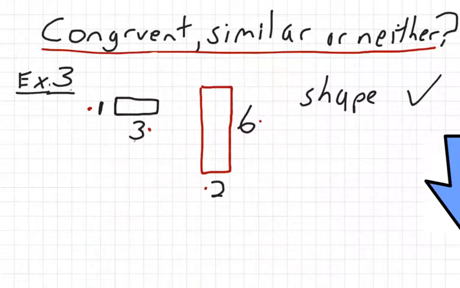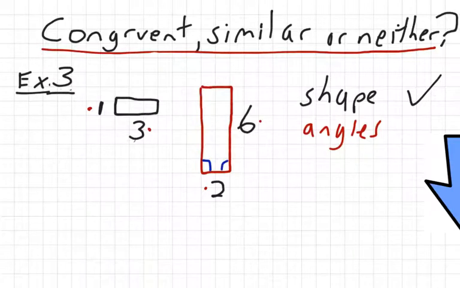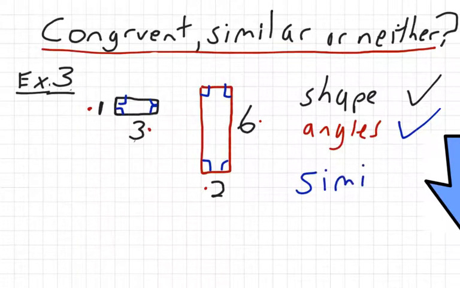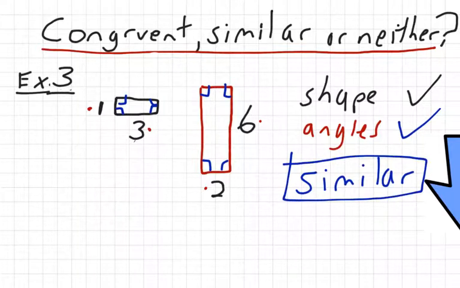And lastly, do they have the same angles? Well, what does a rectangle have? All 90-degree angles. See how that's the case for both of these rectangles. So that means they are similar. Remember, they can't be congruent because they're not the same size. But they do have the same shape.